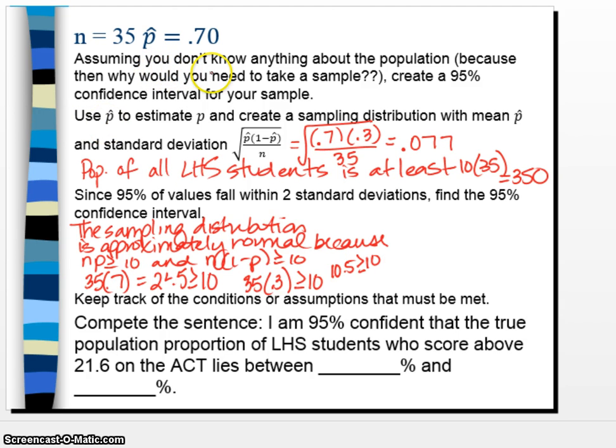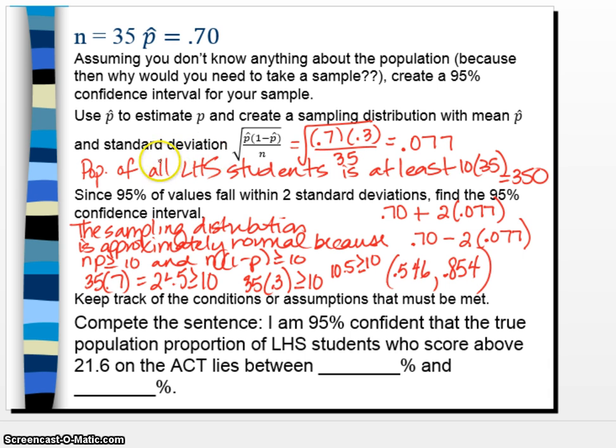So if the standard deviation is 0.077, then we can take our average of 70%, add two standard deviations to get the right side, and subtract two standard deviations to get the left side, and that'll give us a range of values. So we're going to have 0.854 as our top range of values, and 0.546 as our lower range of values. Okay, so that's a 95% confidence interval. If we look at a sampling distribution, we have 0.7 in the middle, and we went two standard deviations on either side to get our 95%.